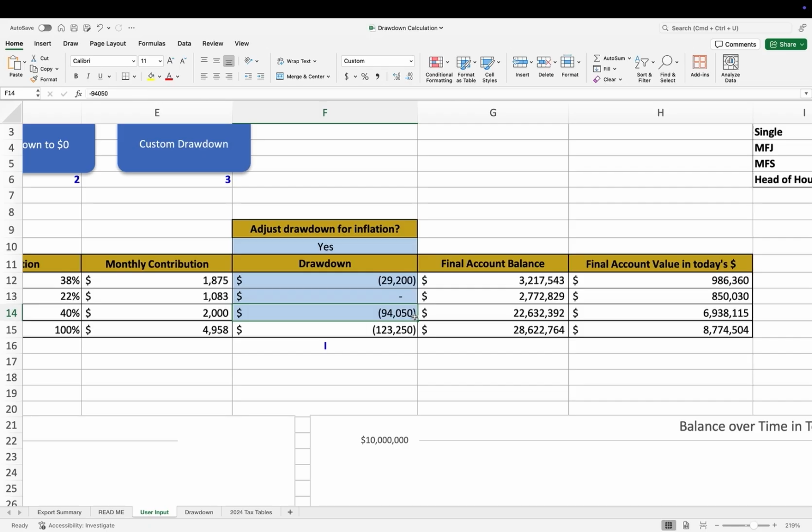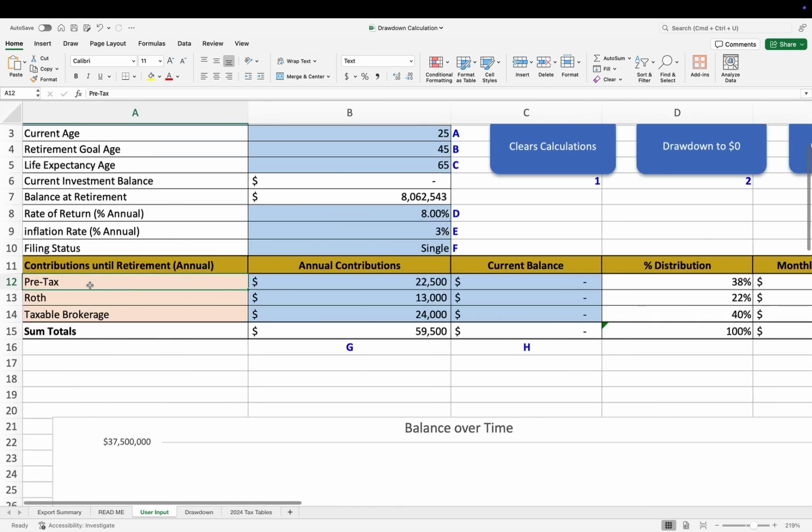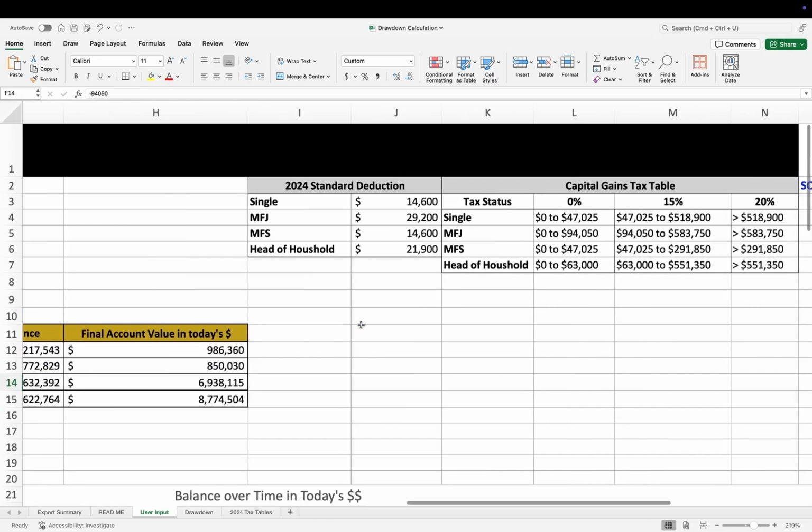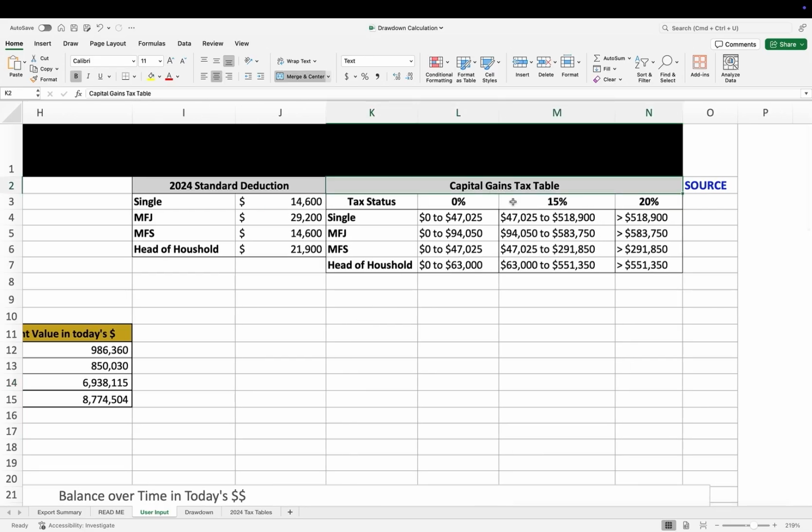However, the tax on the pre-tax bucket, let's say you pull $29,200, is income tax. Roth, irrelevant for this conversation. Taxable brokerage is capital gains, which is 0, 15, or 20%, depending on your income bracket. So if you are in the 15% income bracket, technically speaking, you could withdraw up to this amount and pay essentially 0 in taxes. Anything above and beyond, obviously, there's a different consideration. But you can see the capital gains tax rate table, 0, 15, and 20%. Here are the income brackets, depending on where you're falling.